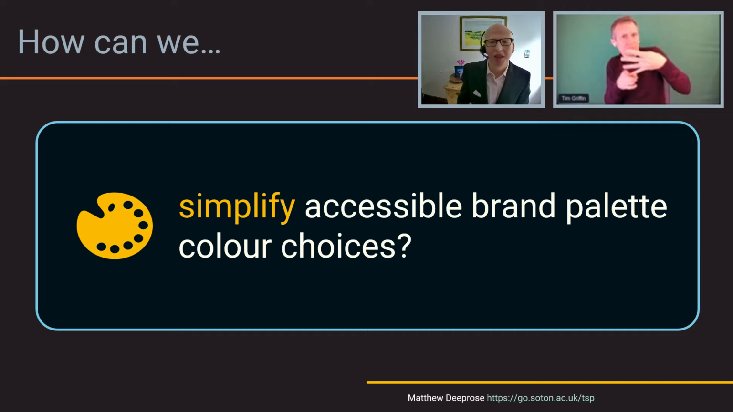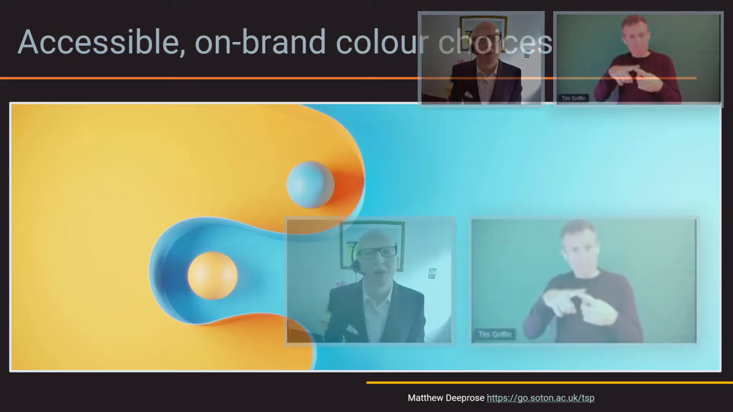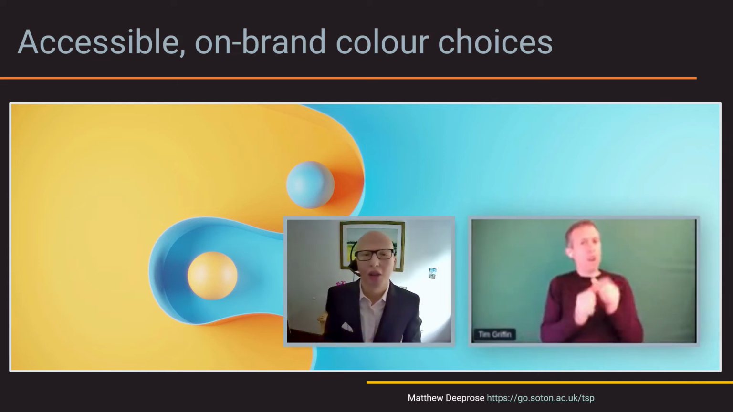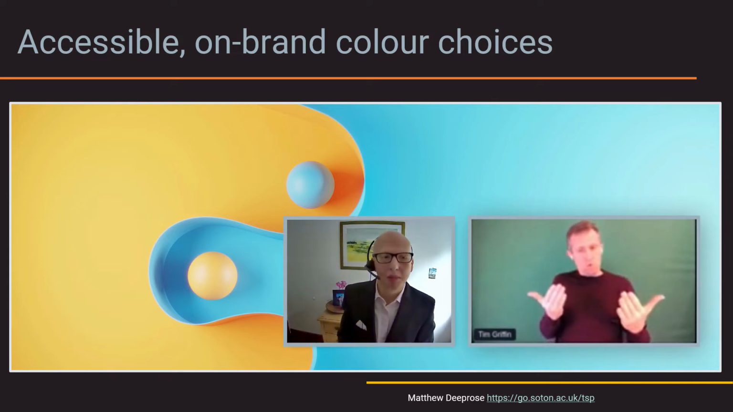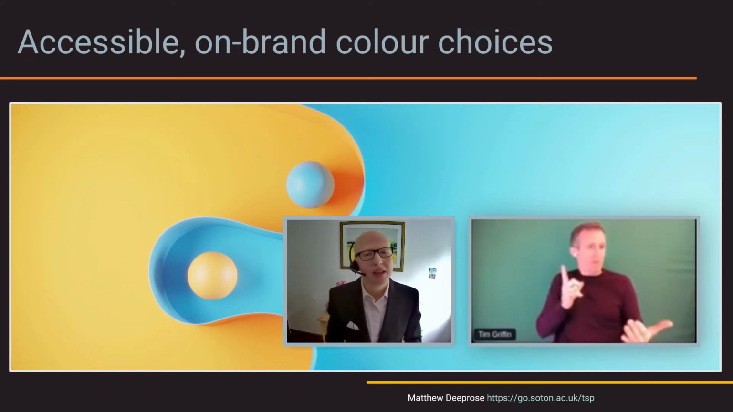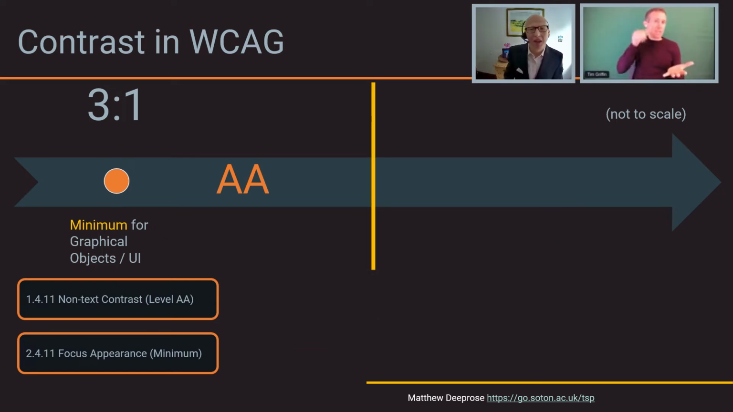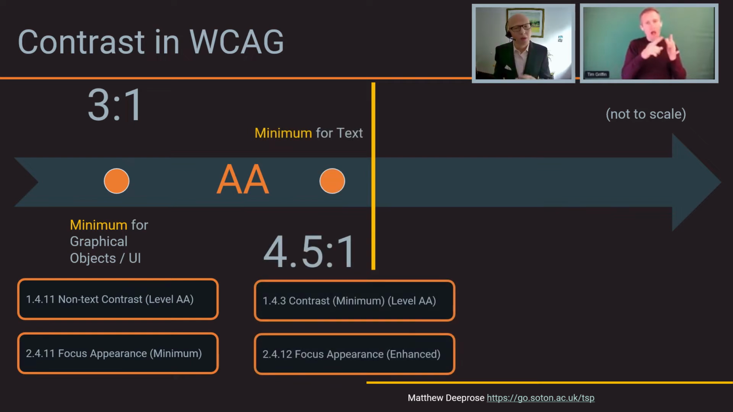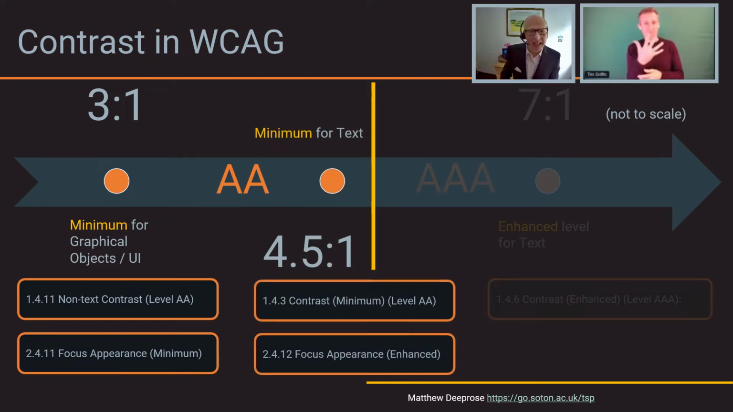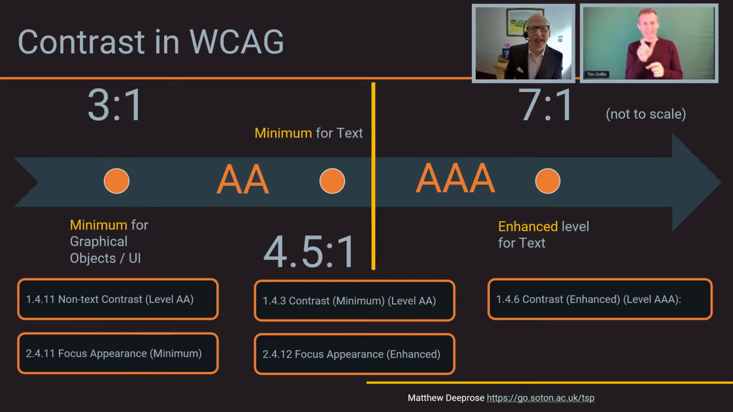Next, I'm going to speak to the question of how can we simplify making accessible color choices. Insufficient color contrast is the most prevalent issue reported in the WebAIM Million. It's something that's so easy to get right, but you have to know about it. And as many will know, the Web Content Accessibility Guidelines state that a contrast ratio of 3:1 is the minimum level of contrast for graphical objects like icons, 4.5:1 is the minimum for text, and 7:1 and higher is the minimum for text if we want to reach that AAA level of accessibility.